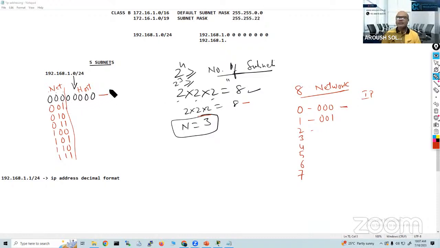1, 2, 3, 4, 5. So 5 bits are the host bits, right? How many IP addresses will we get in one network? 2 to the power of 5. I was just calculating it. So it's like 2 to the power of 5, right?